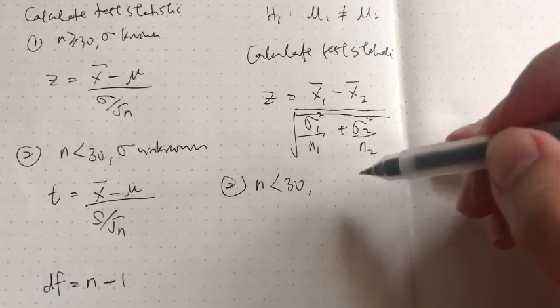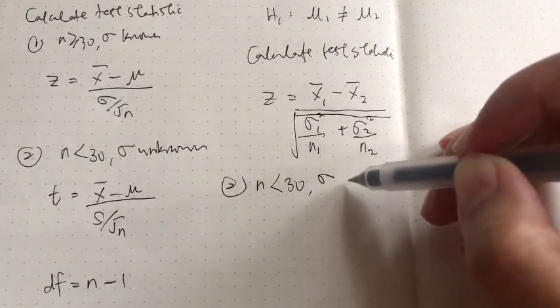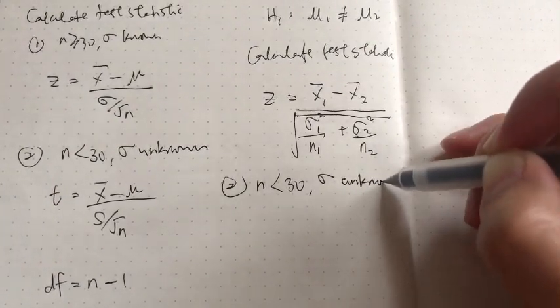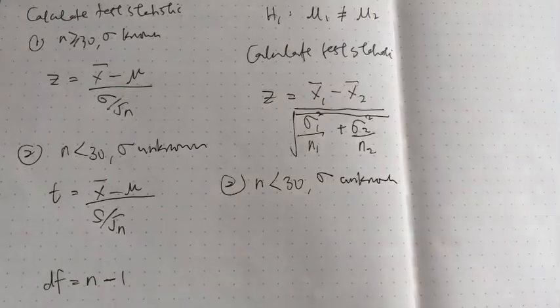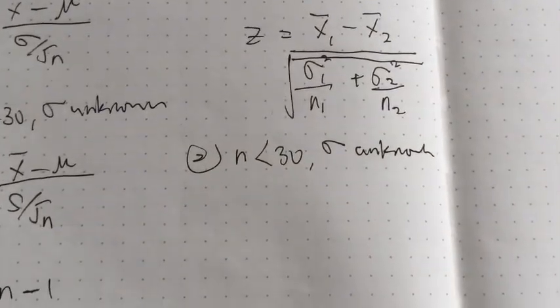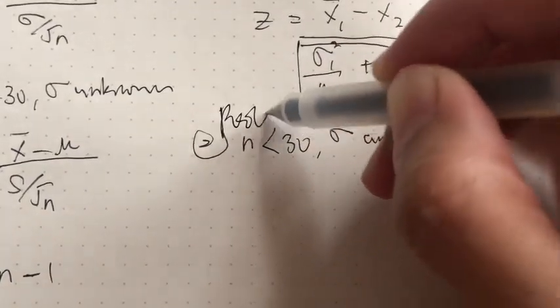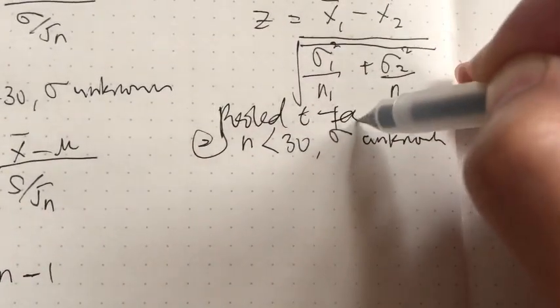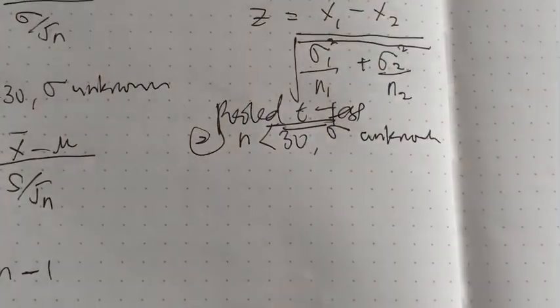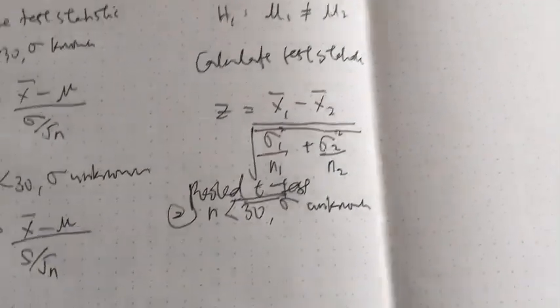And usually when we have a small sample size, the population standard deviation is unknown. So in this case, we use what's called the pooled t-test, right? So let's put it down here somewhere. We use the pooled t-test. Okay, so how do we write the hypothesis for pooled t-test?